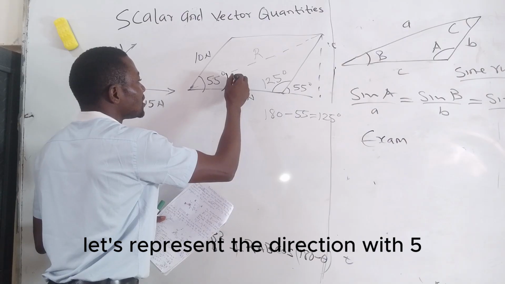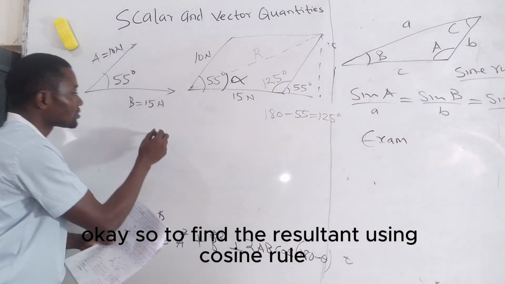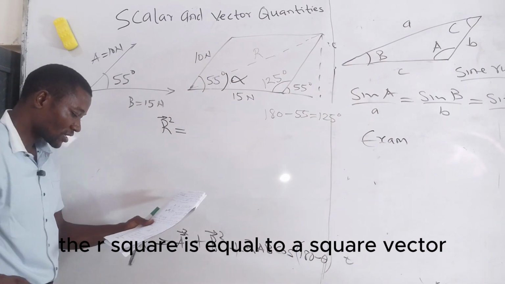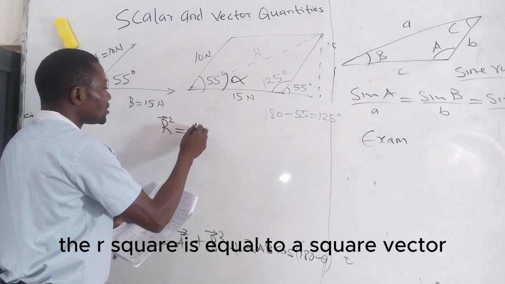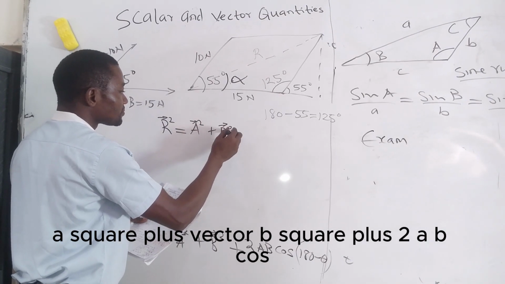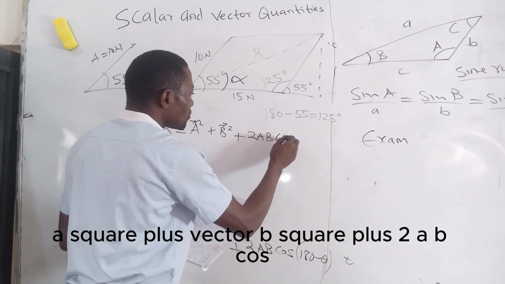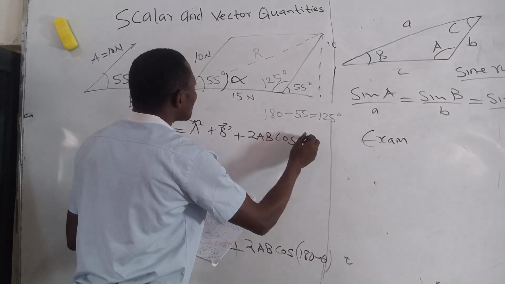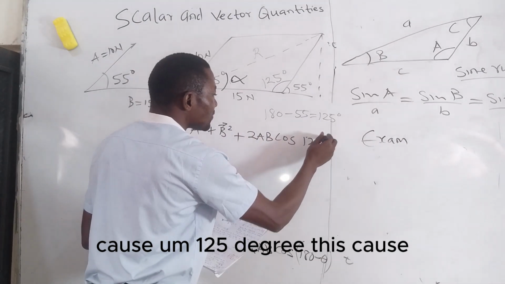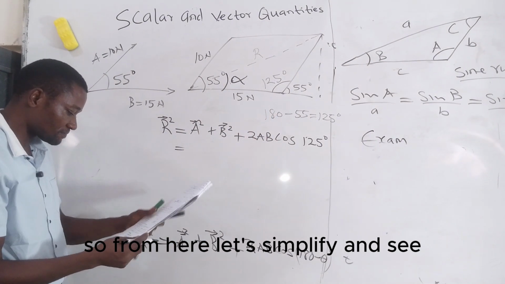Let's represent the direction with phi. Okay, so to find the resultant using cosine rule, R square is equal to vector a square plus vector b square plus 2ab cos 125 degrees. So from here, let's simplify and see.